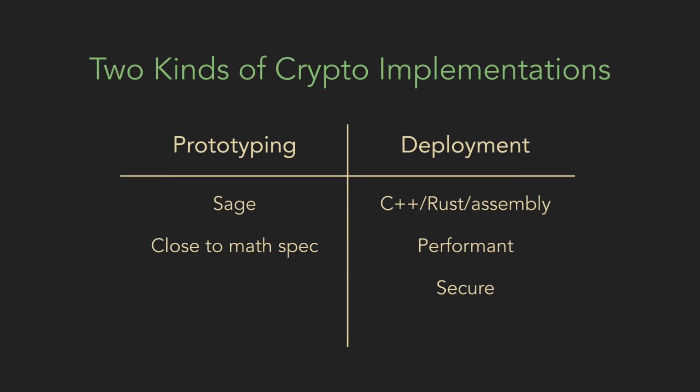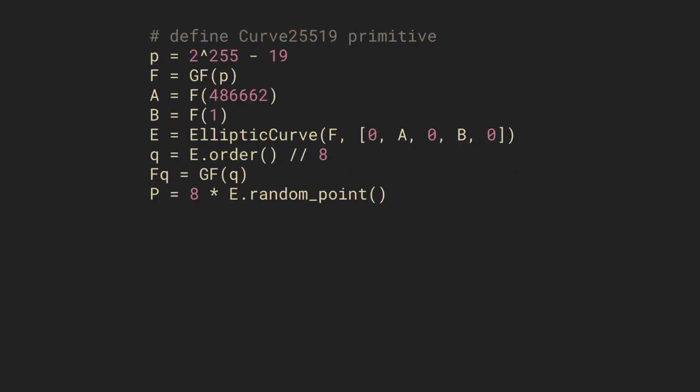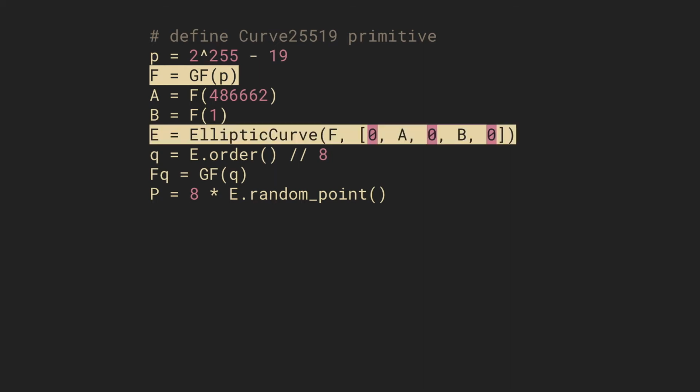Let's actually see how deployed crypto looks different from the prototype code we talked about before. If we were prototyping a Schnorr signature in SAGE, we would first need to define an elliptic curve, which SAGE lets us do in a compact way. Here, we define f to be a field with cardinality p, and then later on, we define e to be an elliptic curve. In particular, e is a widely used curve called curve 25519.